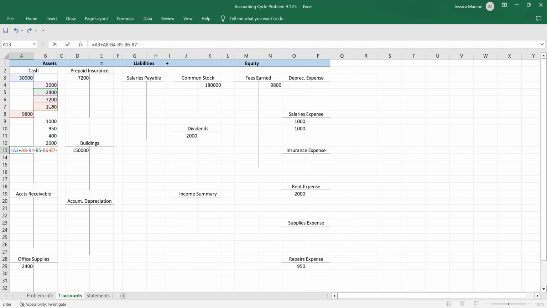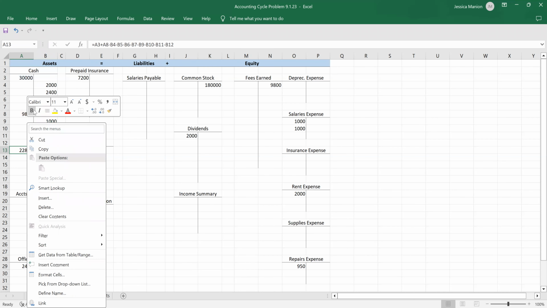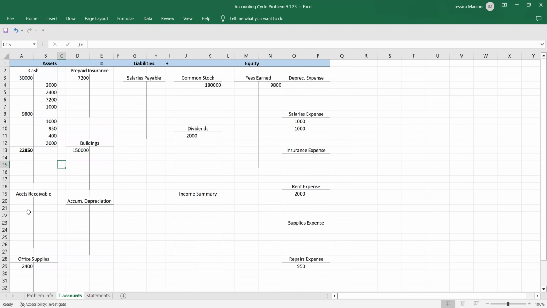And of course, we know that if we're good with Excel, there are other ways that we can do this, right? Some functions and things like that, but just to show what we're doing, adding, subtracting. So we got an ending balance in cash of $22,850. All right, we don't have anything in accounts receivable right now. We've got a balance in supplies of $2,400, prepaid insurance $7,200, buildings $150.